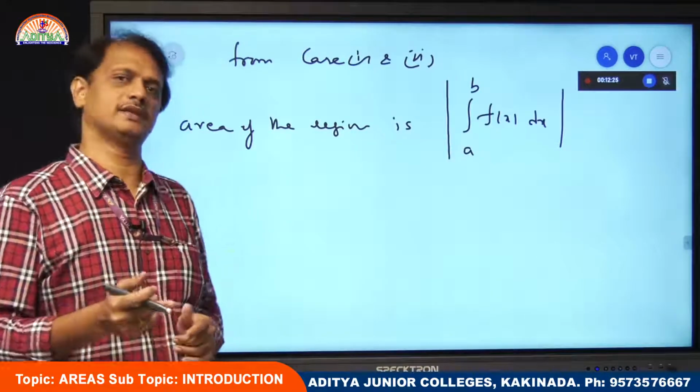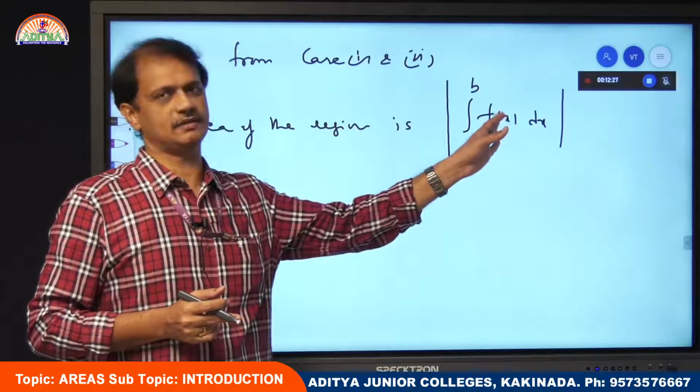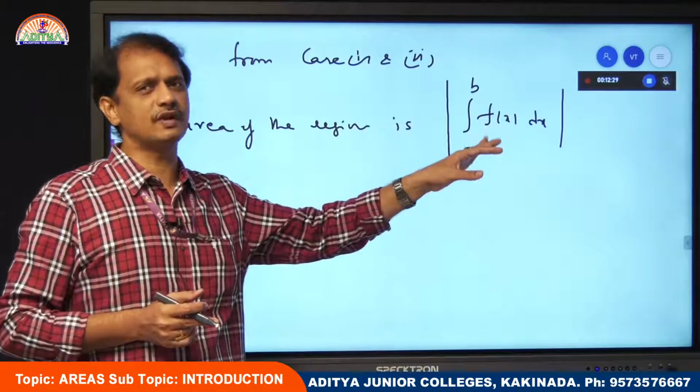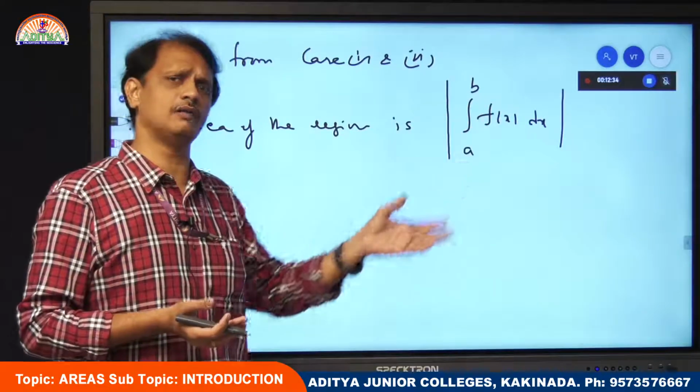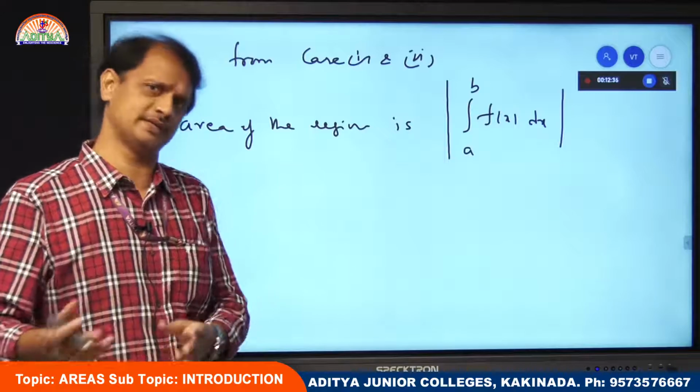Suppose coming to the case 1, what happens? f of x is greater than or equal to 0. In that one, summation of all functional values is always a positive quantity. Now what if you are taking modulus? Since they are positive, always you will get the answer as integral a to b f of x dx.